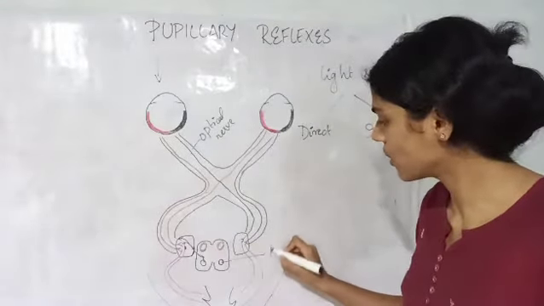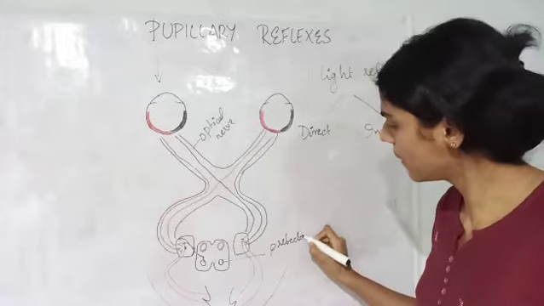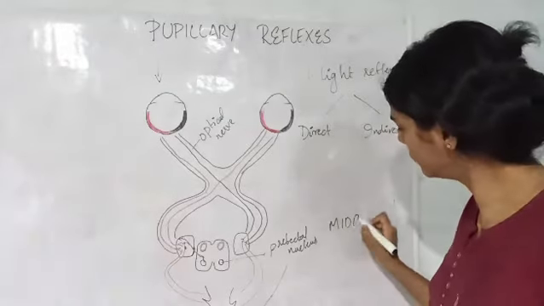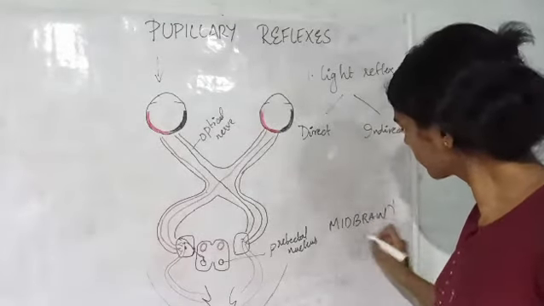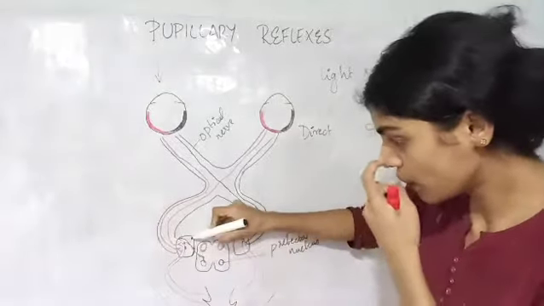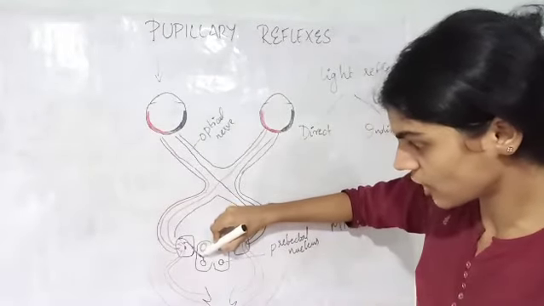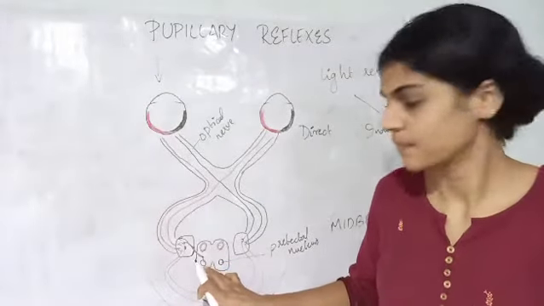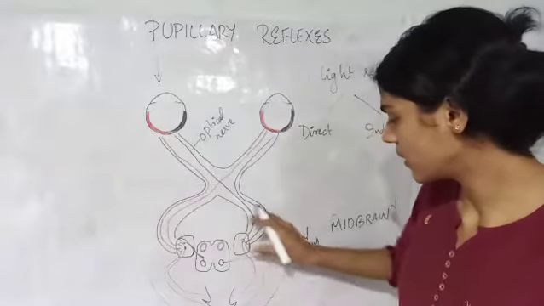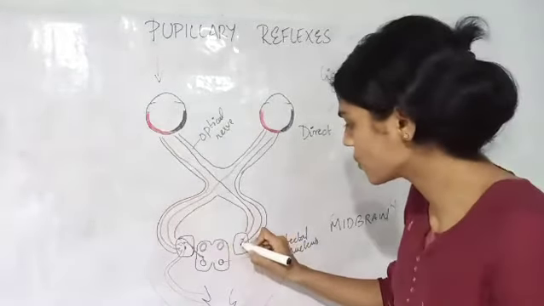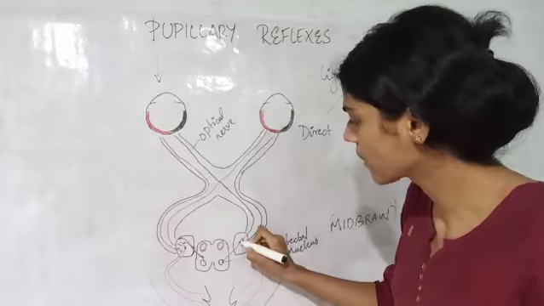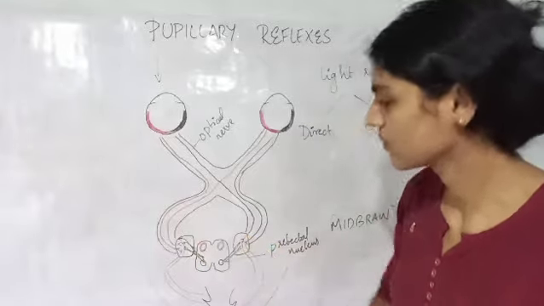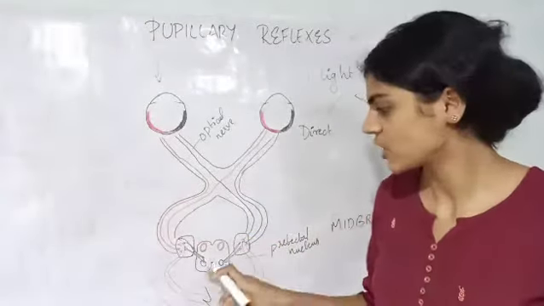This one is known as the pretectal nucleus in the midbrain. In the midbrain, some of the nerve fibers bypass the lateral geniculate body and synapse in the pretectal nucleus. From the lateral geniculate body also, nerve fibers go to the pretectal nucleus. So now these nerve fibers have reached the pretectal nucleus.